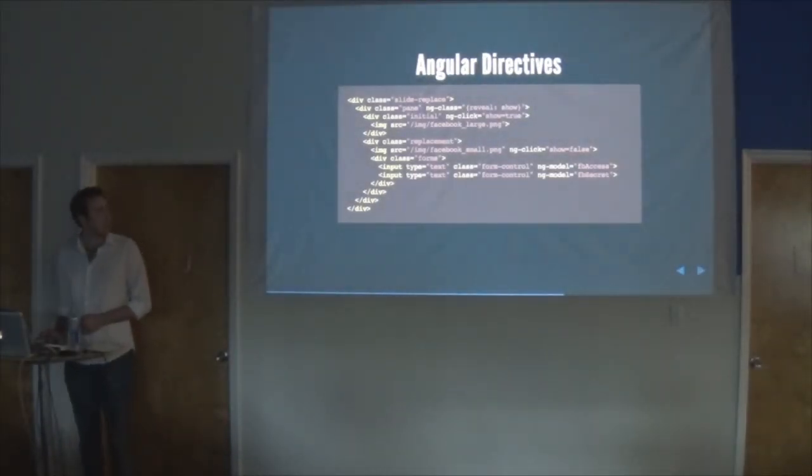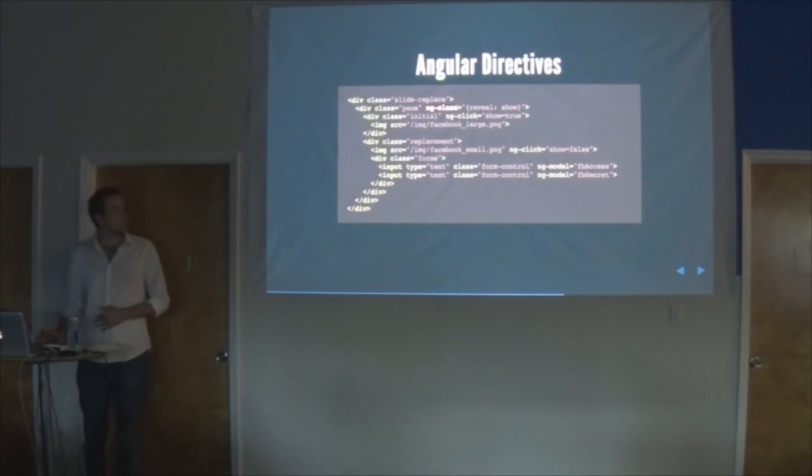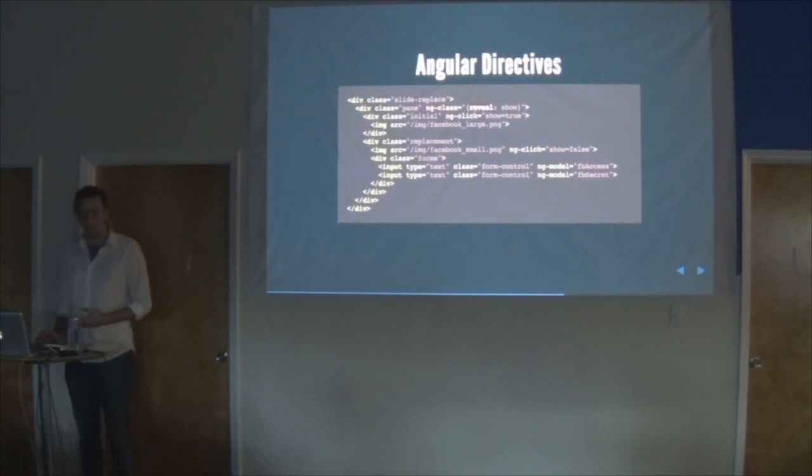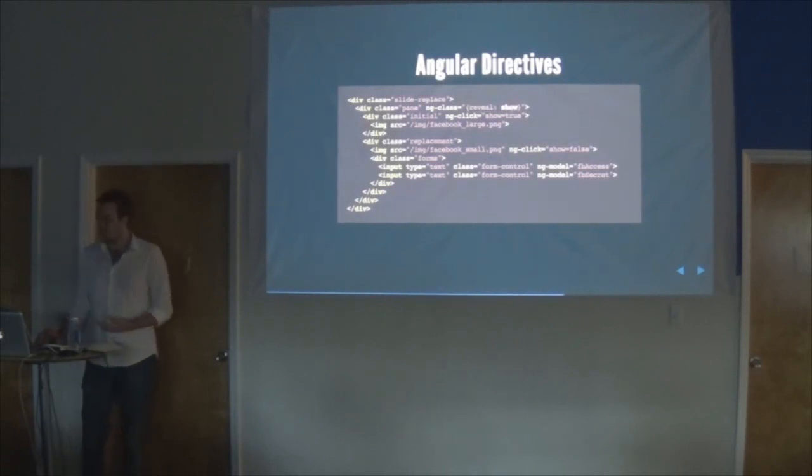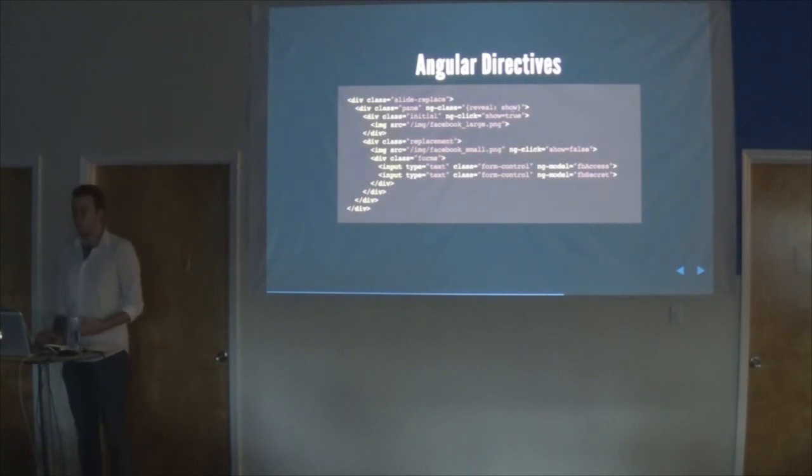The first thing is it's wrapped in this slide replace class. That contains the whole widget and is used for CSS. Next we have this pane class, and this is the first Angular in this little widget, and it's using a directive called ngClass. Essentially what ngClass does is it adds or removes a class based on some sort of input. In our case, we're saying we want to add the reveal class if show evaluates to true. Because we haven't initially set up anything, it's undefined in JavaScript, which evaluates to false. So initially, there is no reveal class on this div pane.